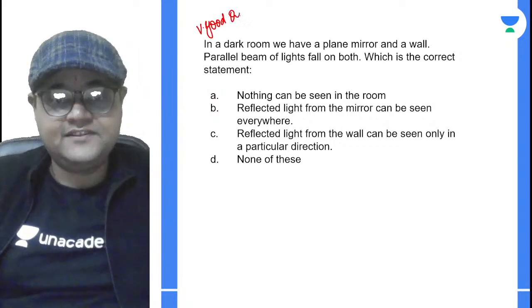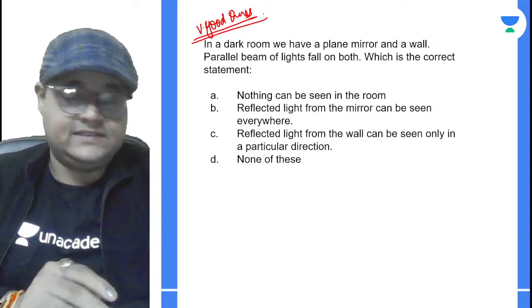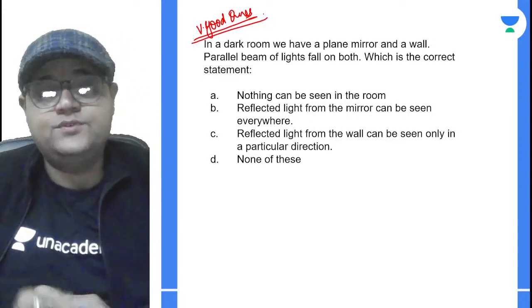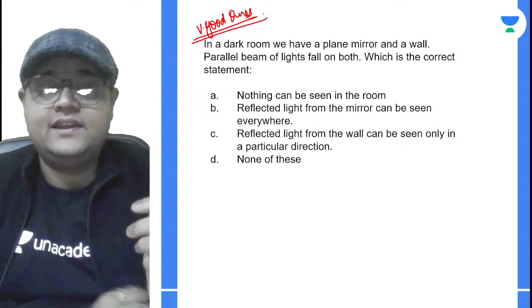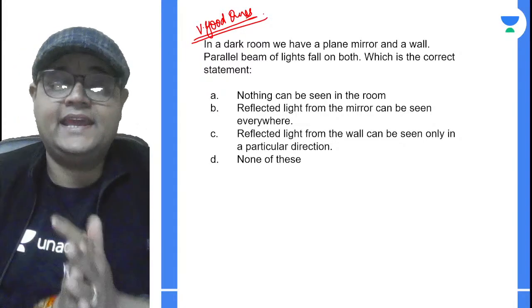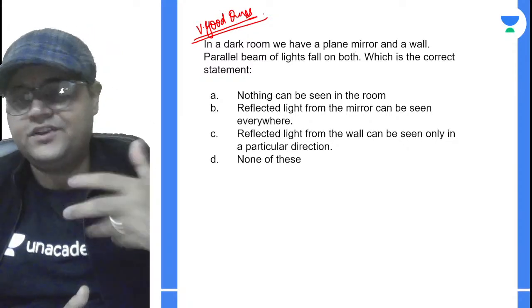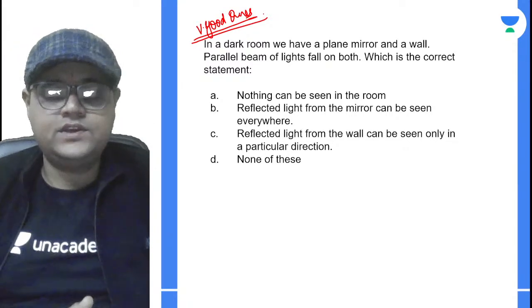Very good question, and it's a very conceptual question as well. See, the best part is if you study or read a concept and you get to solve a question immediately on it, then it adds value to your preparation, and that is what we try to do at Unacademy. Just look at the question carefully and try to decode it. Let's see what the question says.